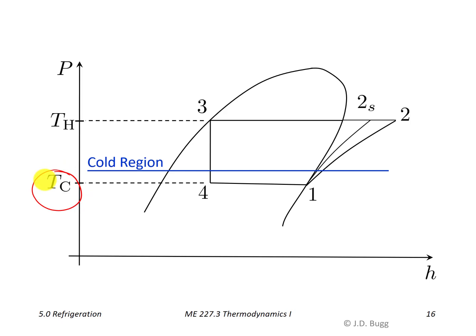So if this is a household refrigerator, we want this cold region to be probably about 4 degrees C, which is a typical temperature inside of your refrigerator.